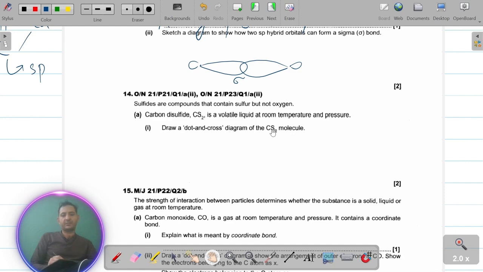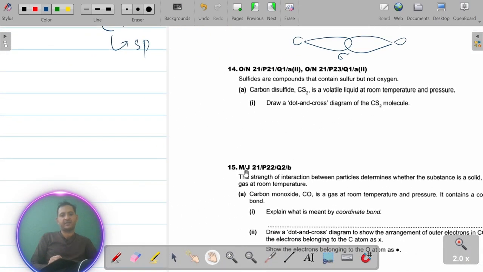Draw a dot and cross diagram of the CS2 molecule. First, we need to understand that carbon is from group 4 and there are 4 electrons in the valence shell: 1, 2, 3 and 4. Sulfur is from group 6 and it can make 2 bonds. This sulfur is connected with this sulfur, lone pairs 1, 2, 3, 4, and this sulfur double bond 1, 2, 3, 4.